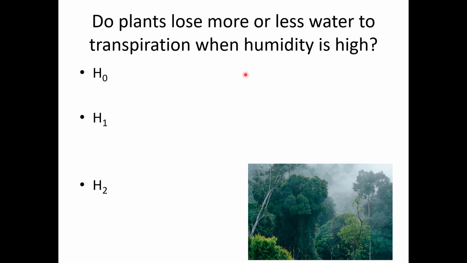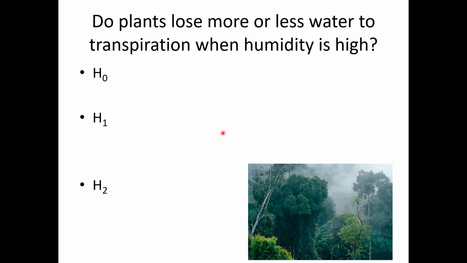So the null hypothesis, what would that be? What would H1 be? So what is the research question? Before you write your hypothesis, you have to know what question you're addressing. Well, the question is, do plants lose more or less water to transpiration if they're in a humid environment? So if there's lots of water in the air, if it's very humid, will that speed up or slow down transpiration? So you can work out your null hypothesis and your H1 there, as well as your biological hypothesis.